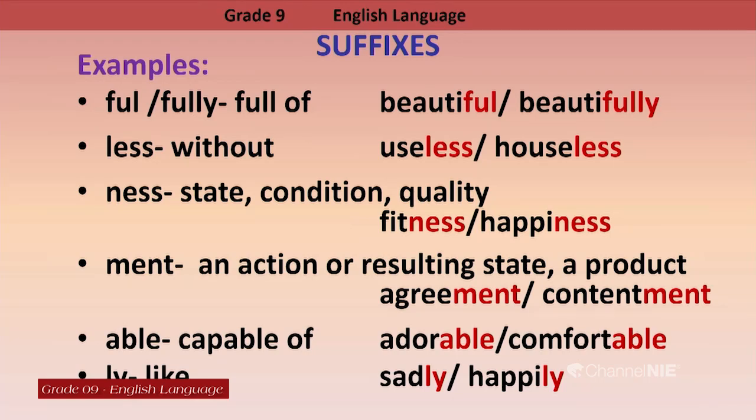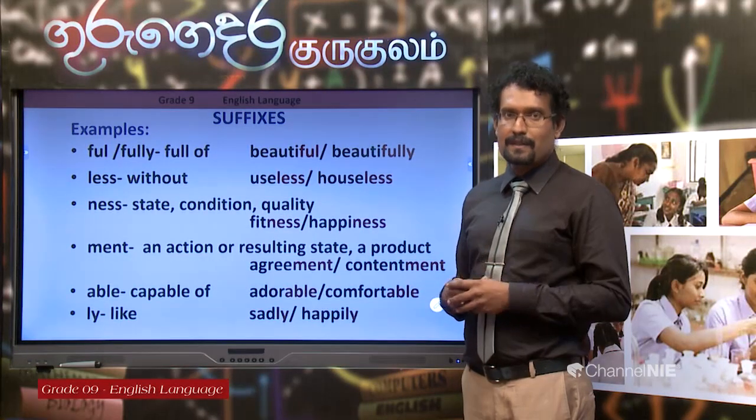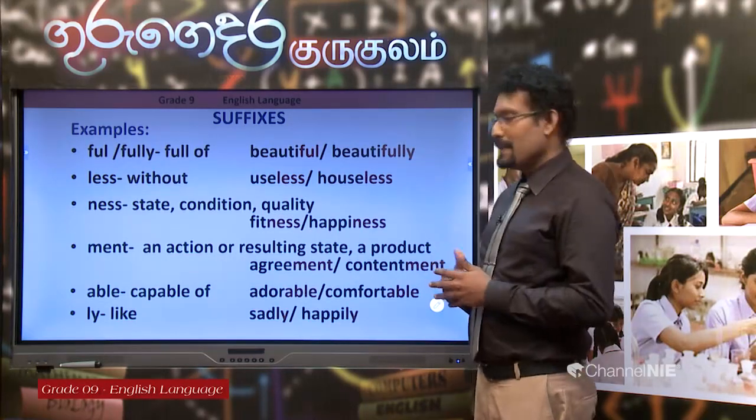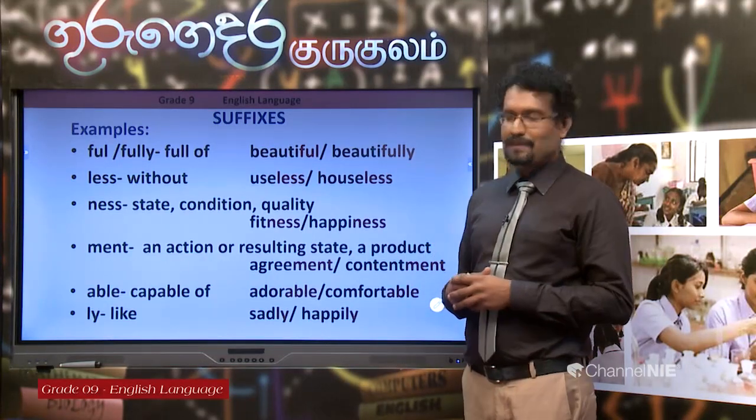Then able, that means capable of doing something, that means you have that capacity to do something, able, capable of. Adorable, you can adore that, maybe a person or maybe a beautiful gift, you can adore that, adorable. And comfortable, if you sleep on a comfortable mattress, you can say comfortable, you feel so comfortable. Last one, like, sadly, right? Sadly is a bad way of doing something, sadly.